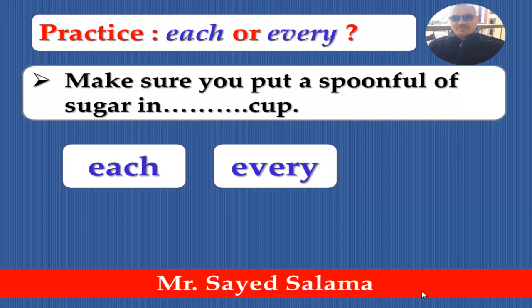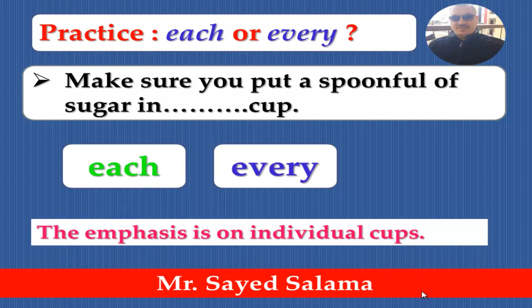Make sure you put a spoonful of sugar in every cup or each cup. Now let's see the correct answer. Every cup. Why? Because in this example we are emphasizing individual cups. We focus on each cup on its own, and you put its own sugar in it. We are talking about separate things. Each cup, you don't put sugar in all the cups at once together.